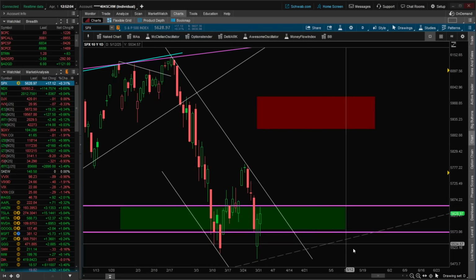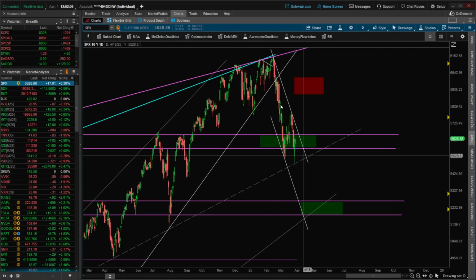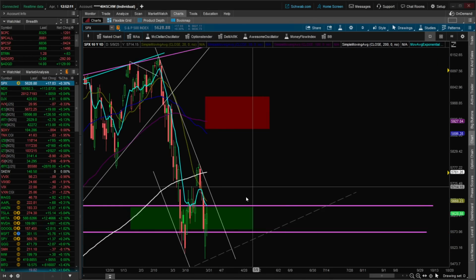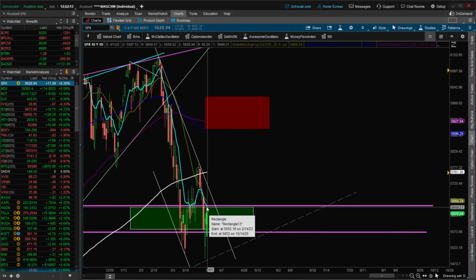So let's start looking at some of these indicators, starting off with the moving averages. Now, here is another reason why price did not go higher than it did.